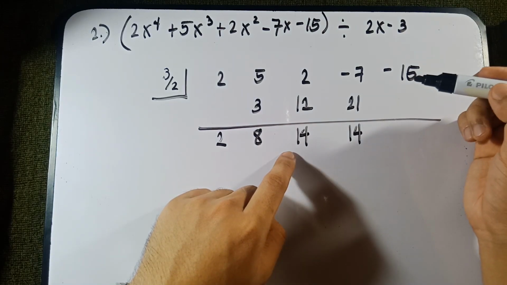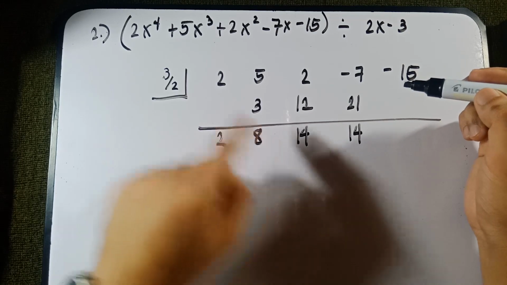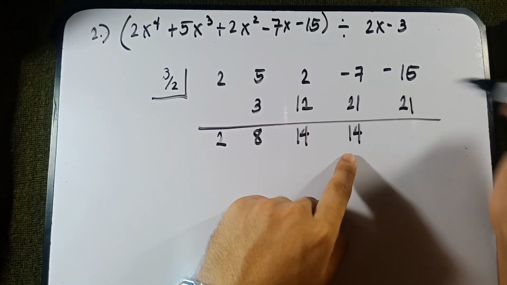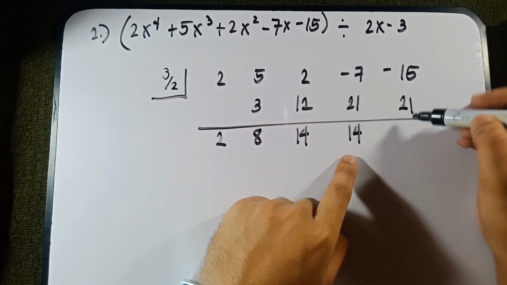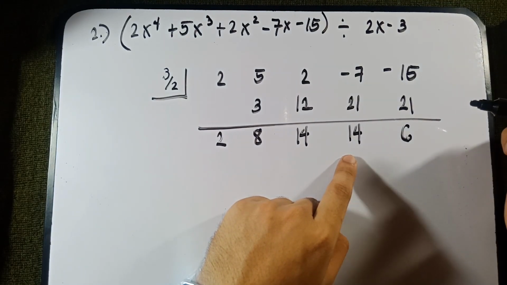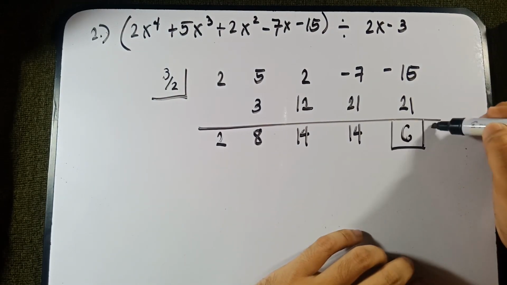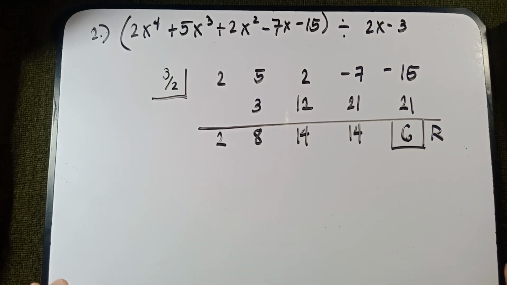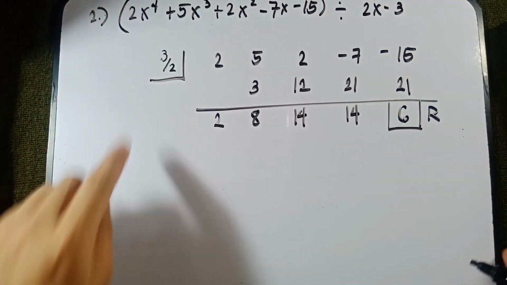Tama ba? Yes, 14. Then, 3 halves multiplied by 14 ulit. So, 21 ulit siya, no? Negative 15 plus 21, that is 6. Right? So, ito na yung remainder. Yung dulong numero. Alright, which is 6. Yun yung ating remainder, mga kaibigan. Ano? So again, that is using the synthetic division.